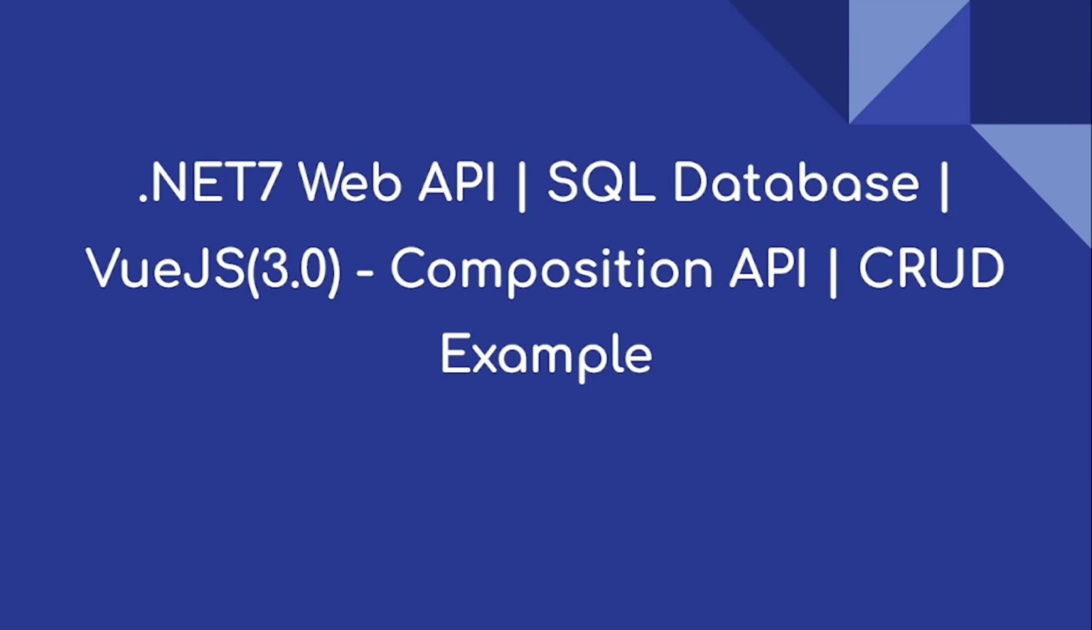So this is the video on .NET 7 Web API using Vue.js as a client application with composition API implementation and SQL database as a DB. We are going to implement a sample CRUD example.